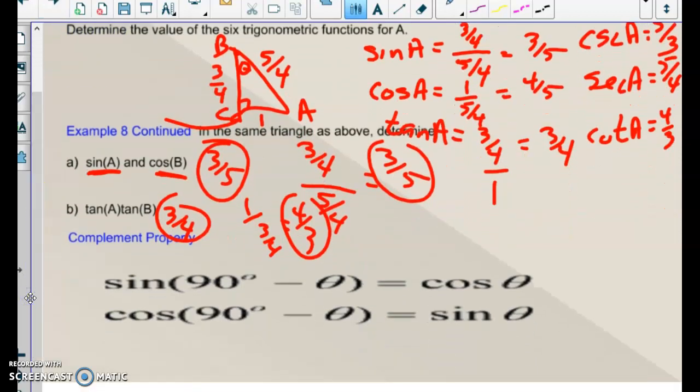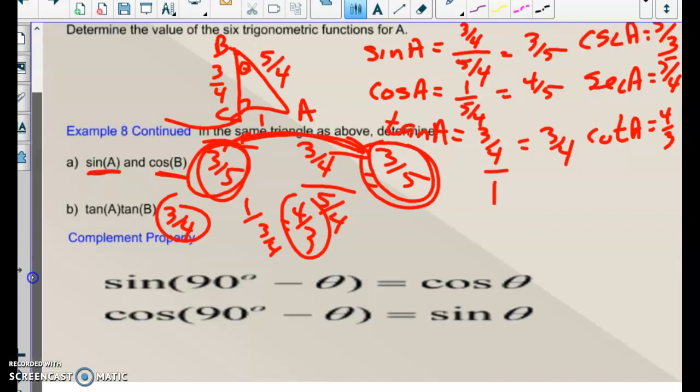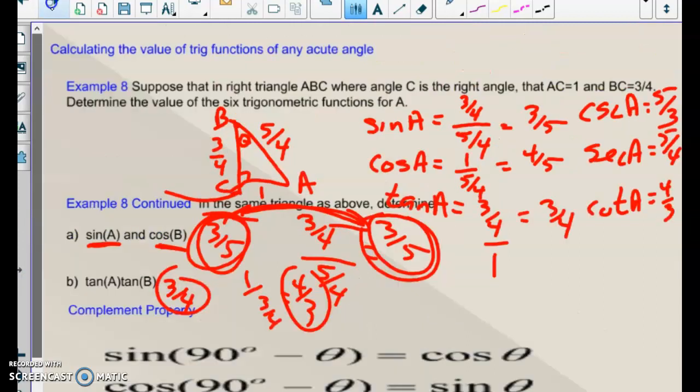And we know that sine of 90 minus some theta is equal to cosine. That's what we were talking about up here. You get the same answer as long as they're complementary. And the same is true with the cosine. That's the same thing we were talking about. Those two there, as long as they are complementary, they are going to give you the same answer.